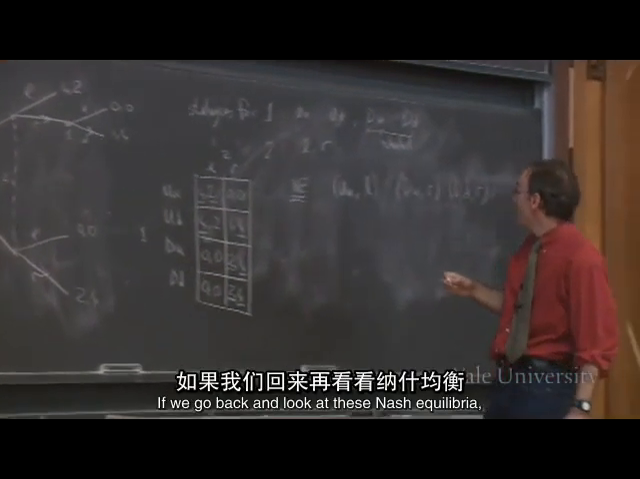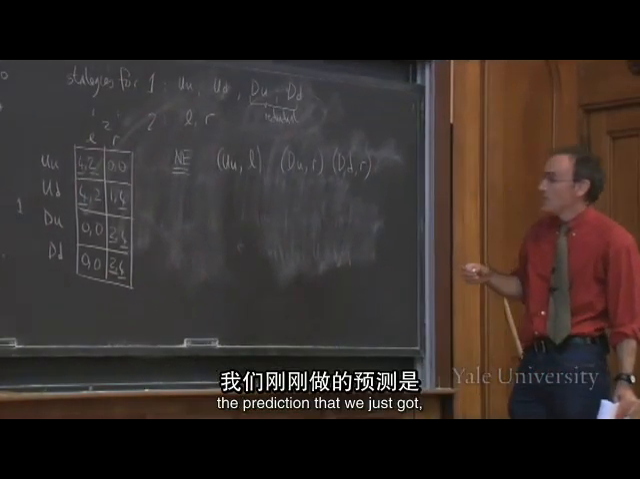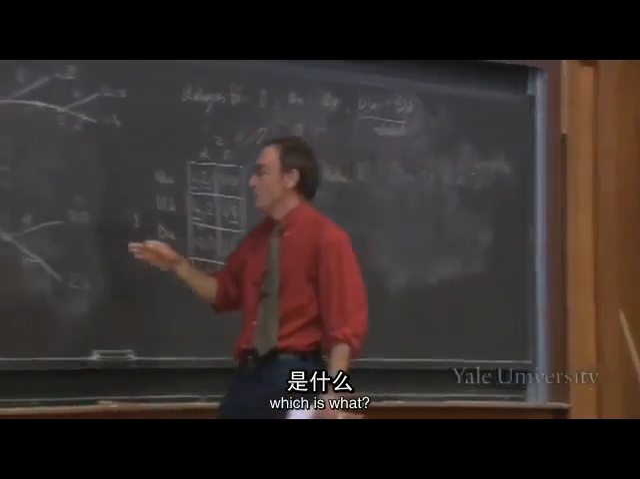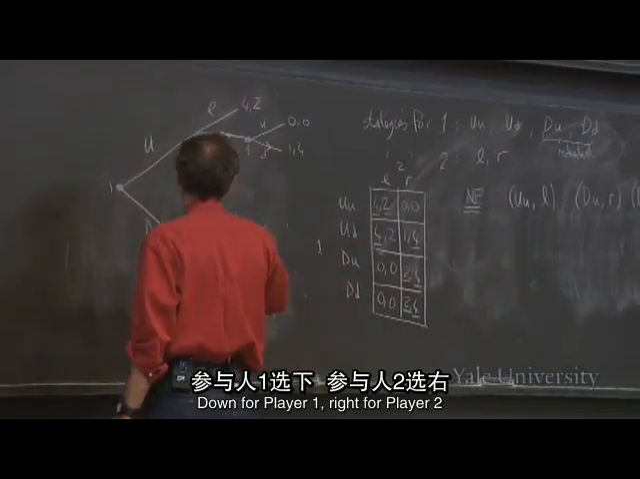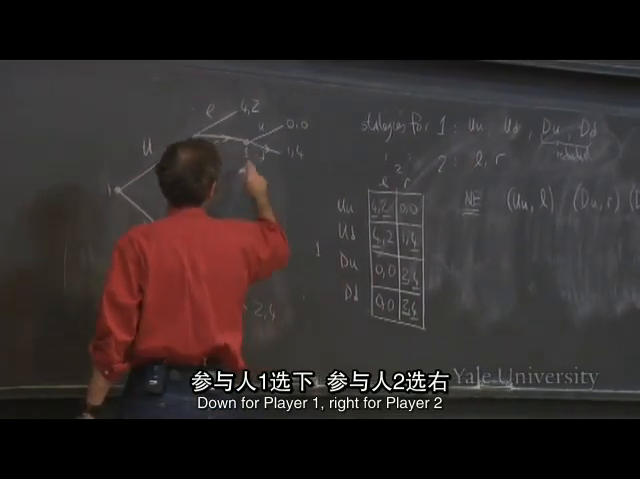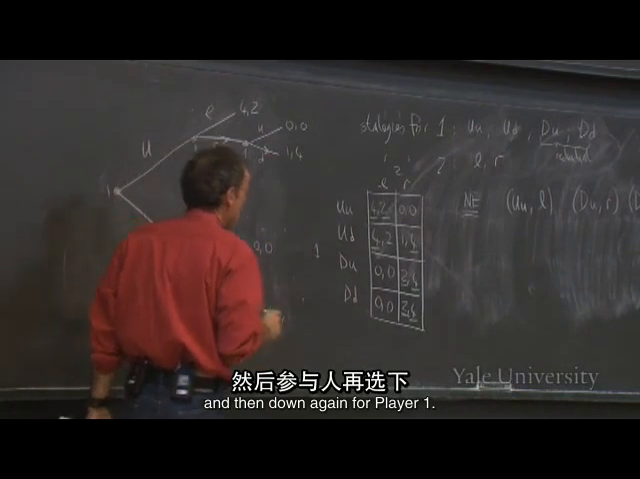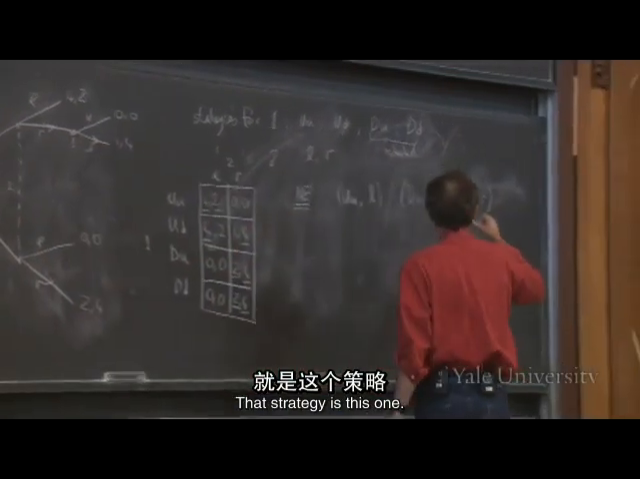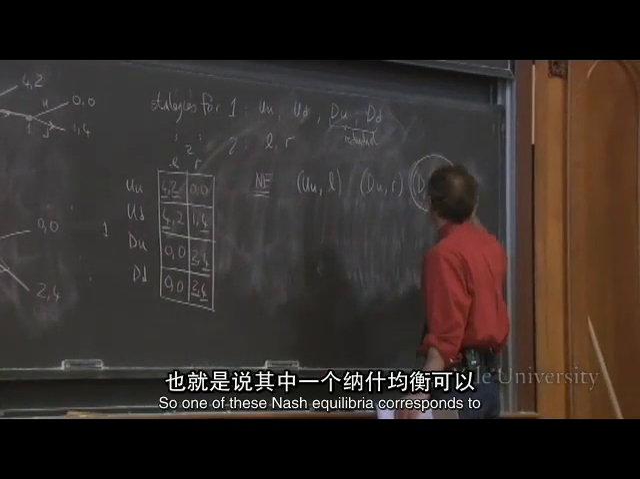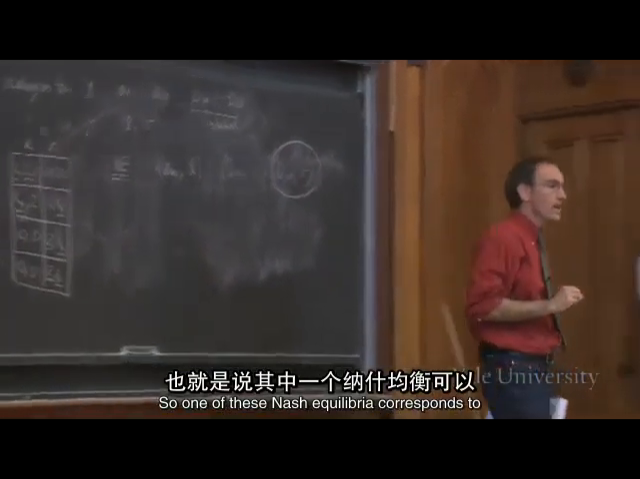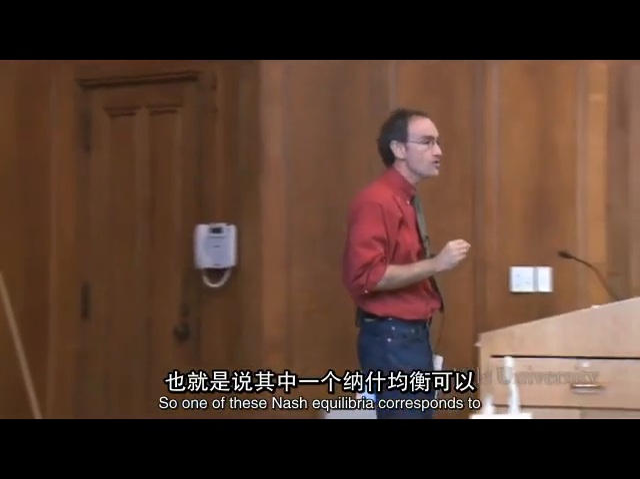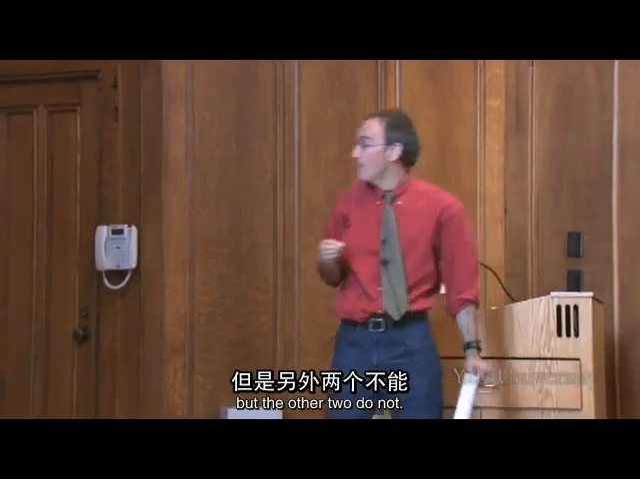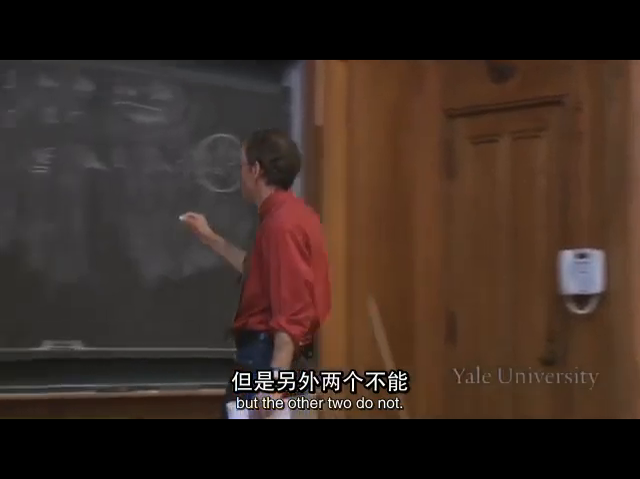Is that right? If we go back and look at these Nash equilibria, the prediction that we just got, which is what? Down for player 1, right for player 2, and then down again for player 1, right? That strategy is this one. So one of these Nash equilibria corresponds to our sensible analysis of this tree. But the other 2 do not.